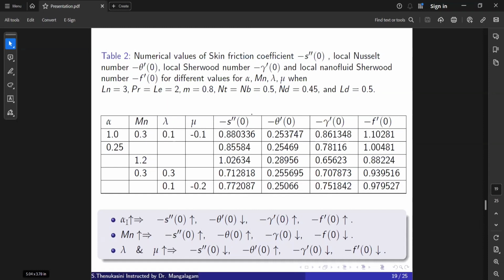Increasing the wall thickness parameter, all the physical quantities of interest increase except local Nusselt number. Increasing the magnetic parameter, skin friction coefficient and local Nusselt number increase. And increasing the first and second order velocity slip parameters, only local Nusselt number increases.